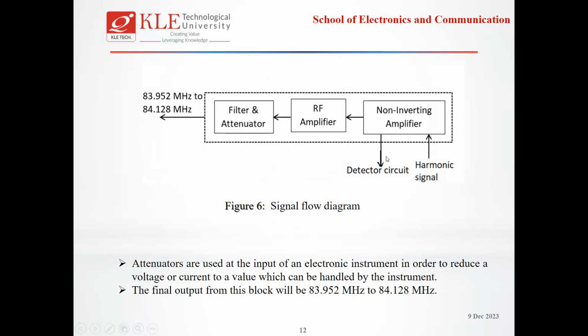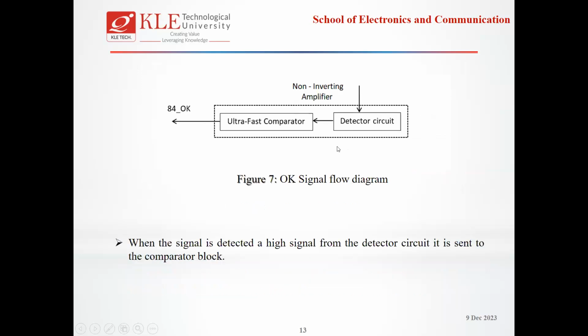So in this block diagram, what we are trying to do is use a non-inverting amplifier to amplify whatever signal we have received and then give it to a filter and attenuator. If there is any extra power received in the signal which is not tolerated by the devices we are using, at that time the signal gets attenuated by this block. And we are also adding another block to detect if we have received this 84 megahertz signal or not. For that, we are again using a detector block and then an ultra fast comparator block.